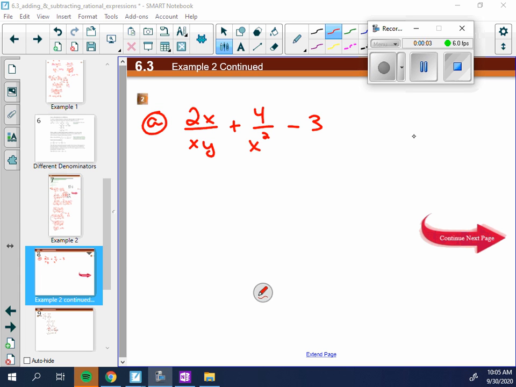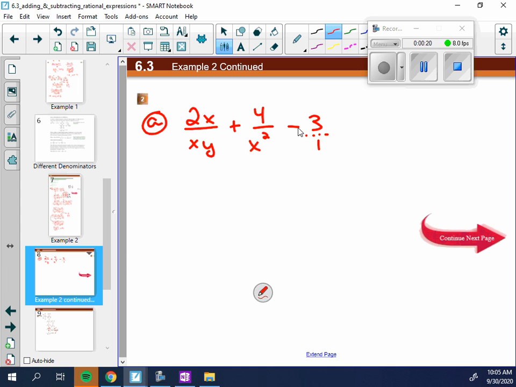be 2x over xy plus 4 over x squared minus 3. The first thing I do is I make everything a rational expression. So I would put that over 1. Because remember, I'm trying to get common denominators. The first step is to factor your denominators. But when there's no adding and subtracting, it's already factored.